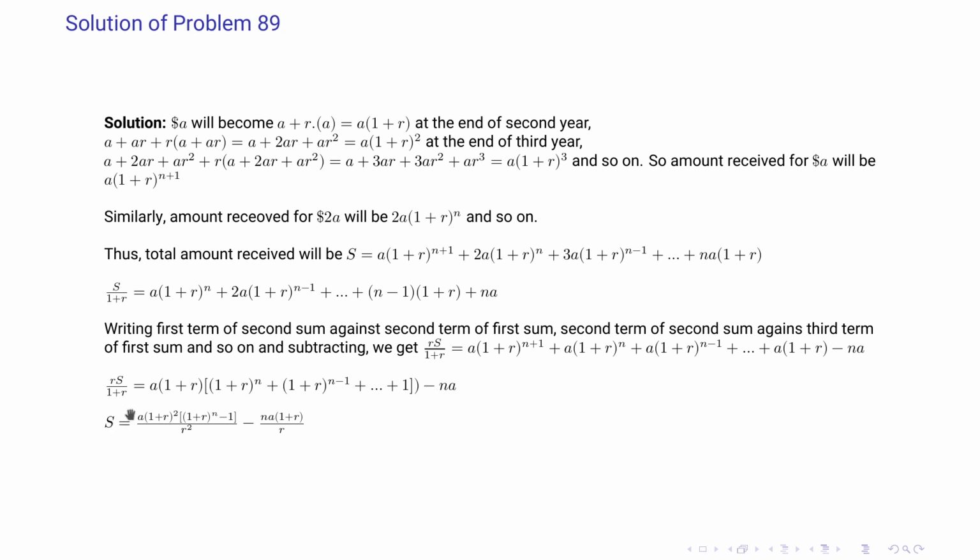So we now can apply the formula and take out (1 plus r) and r from left hand side and take it to the right hand side. We will have the final solution as a into (1 plus r) whole square into ((1 plus r) to the power n minus 1) divided by r square, minus na into (1 plus r) divided by r.